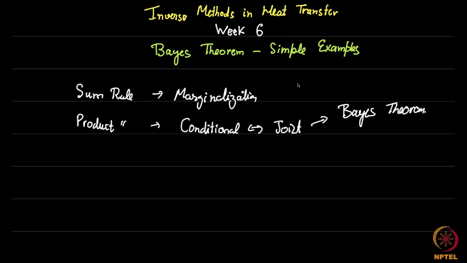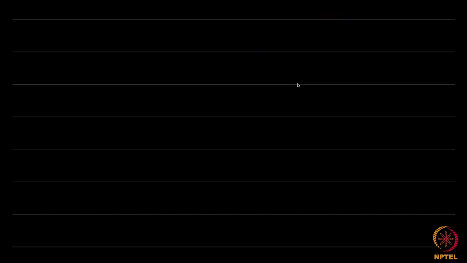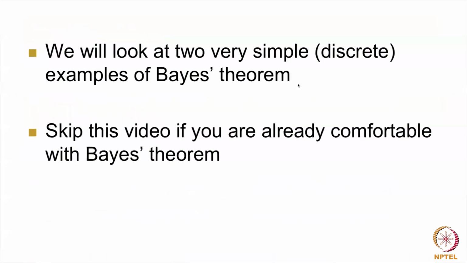In this video, we will basically see, in fact, you can see Bayes theorem as a consequence of both these, as I will talk about briefly in this video. But the main formula is thanks to the product rule. So we'll see a couple of simple examples. Now, I want to point out these are really simple. We are looking at very simple discrete examples of Bayes theorem. Next week, we'll look at continuous examples directly applied to the inverse problem case.